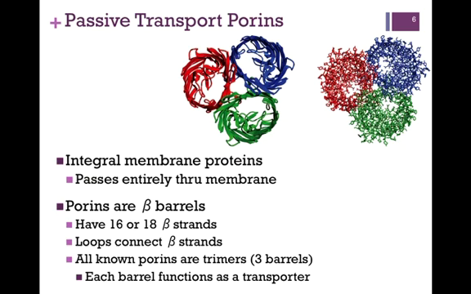Porins are beta barrels, and that's illustrated at the top of the screen here on the left. In our ribbon diagram, you can see all of those arrows represent the beta strands. These beta barrels have 16 or 18 beta strands, and of course there are loops connecting those beta strands as illustrated here. All known porins are trimers, that is, there are 3 barrels in the functional unit. That seems to be the most stable arrangement and association of these within the membrane. Each barrel functions as a transporter. So within one trimer, we have 3 transporters.